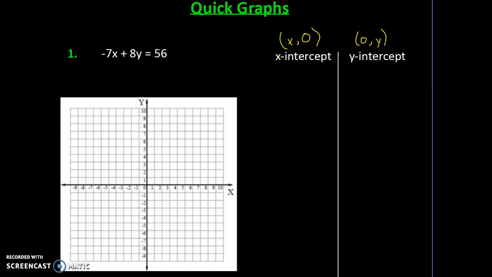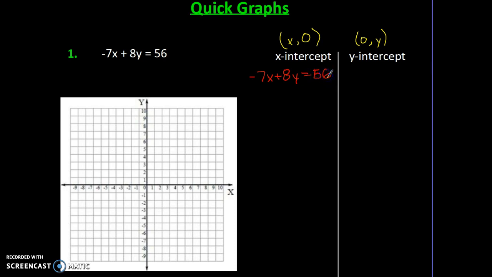We have negative 7x plus 8y equals 56. Well, if I want to solve for 2 coordinates, the x-intercept and the y-intercept, and I know that the x-intercept always crosses the x-axis when y is 0, I can use the substitution method in order to figure out what that x value is. So that is what we're going to do. So we're going to write down our equation. We have negative 7x plus 8y equals 56.